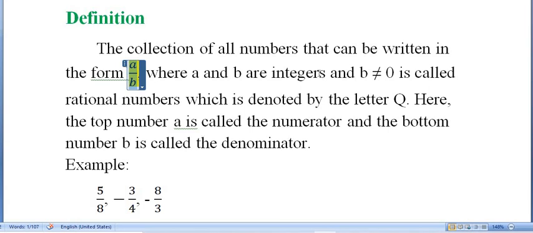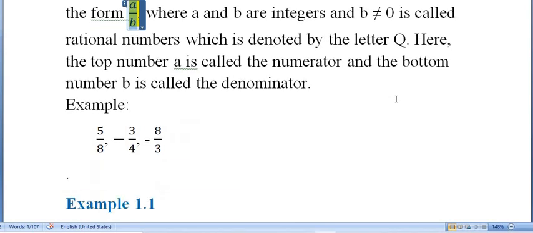The collection of all numbers that can be written in the form of a by b, that means fraction form, where a and b are integers. Integers can be plus numbers or minus numbers. And b not equal to 0 is called rational numbers, which is denoted by the letter Q. So a is called the numerator and the bottom b is called the denominator. For example, 5 by 8, minus 3 by 4, minus 8 by 3. These are rational numbers.